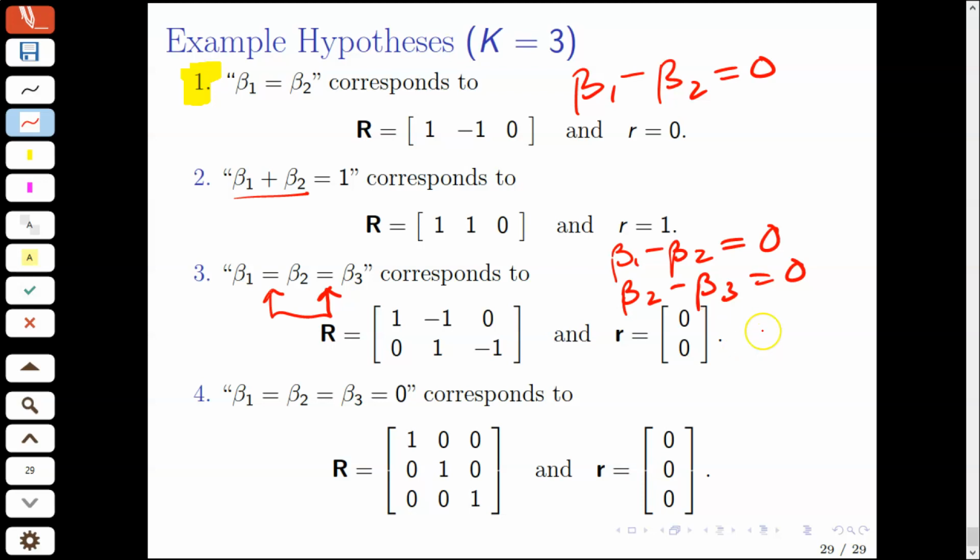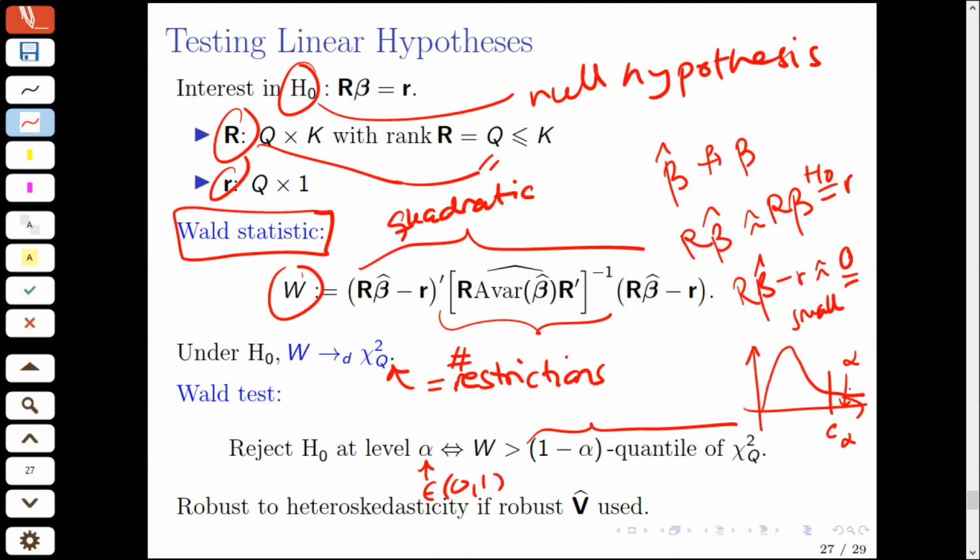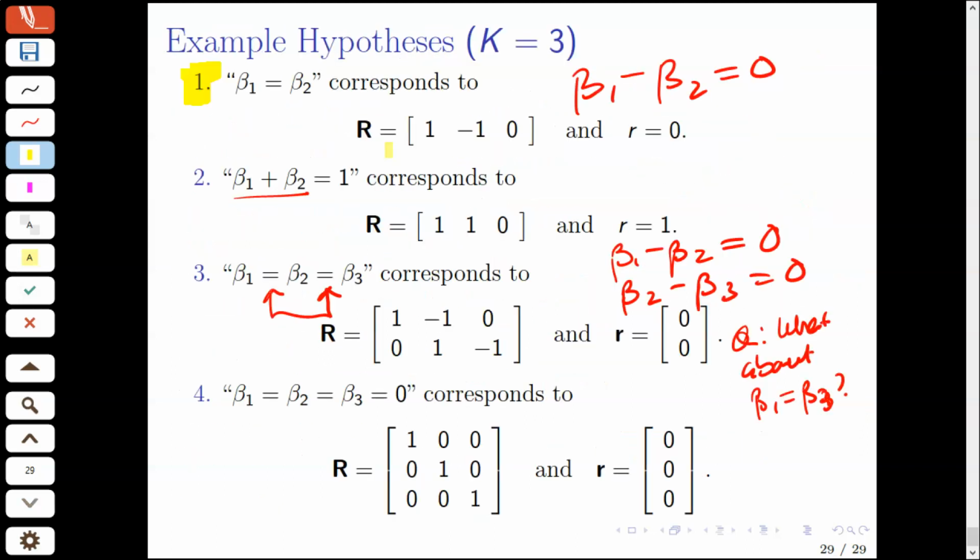You may ask, what about the restriction that beta 1 is equal to beta 3? Well, it's already implied by the two previous restrictions, so we shouldn't include it in our R matrix. In fact, including it in our R matrix would lead to a violation of our previous restriction on the R matrix that it has full rank. I'll leave that for you to show on your own.